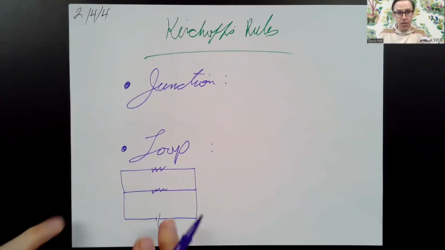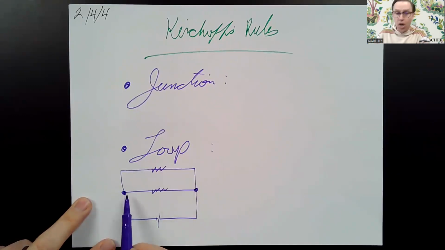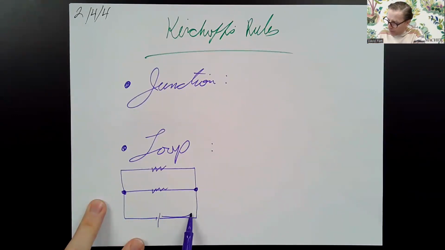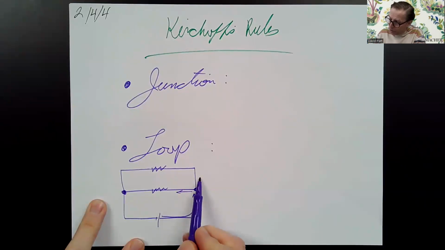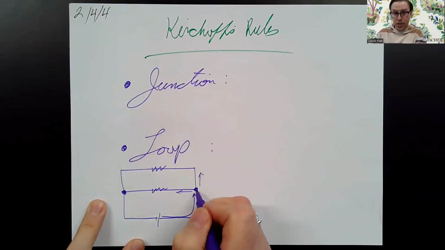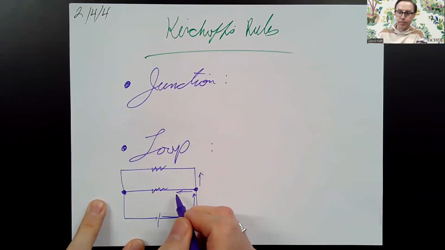In this circuit, these places where I'm putting dots are called junctions. And a junction is a place where current could split or come together. So the current's traveling around, and then it could split and go one of two ways. And Kirchhoff's junction rule says that the current into the junction is equal to the current out of the junction.